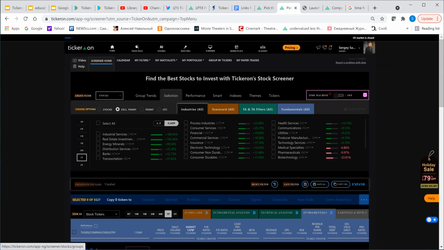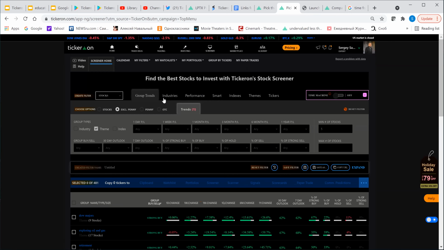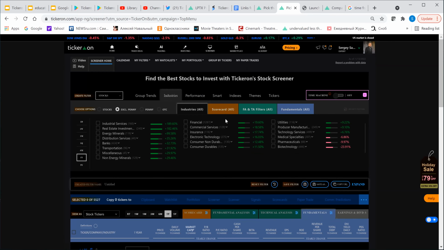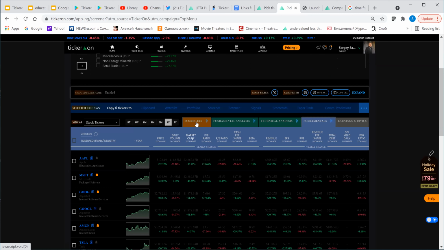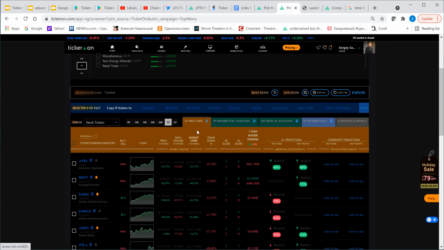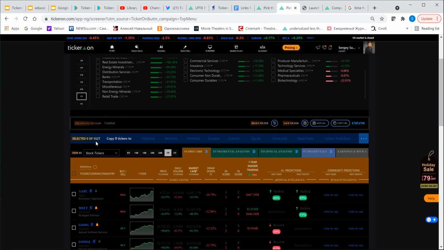So now this is group trends, right? So we know what it is. Now we go to building the filters. We're going to click here on the scorecard. And this is the scorecard of major data for all stocks. So how many stocks do we cover? It is 5,500 stocks right now in this list. They are sorted by market cap. That's where you see this sign showing how we sorted.